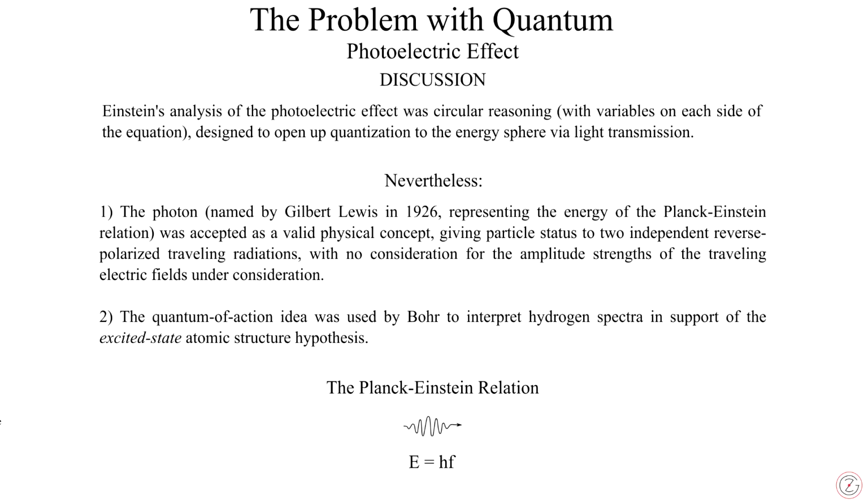Einstein co-opted Planck's epsilon equals hf formula for a radiator element and turned it into capital E equals hf, defining a minimum unit of energy transfer, later named a photon. The tweaked formula was subsequently labeled the Planck-Einstein relation. This idea laid the groundwork for the Bohr atomic description.